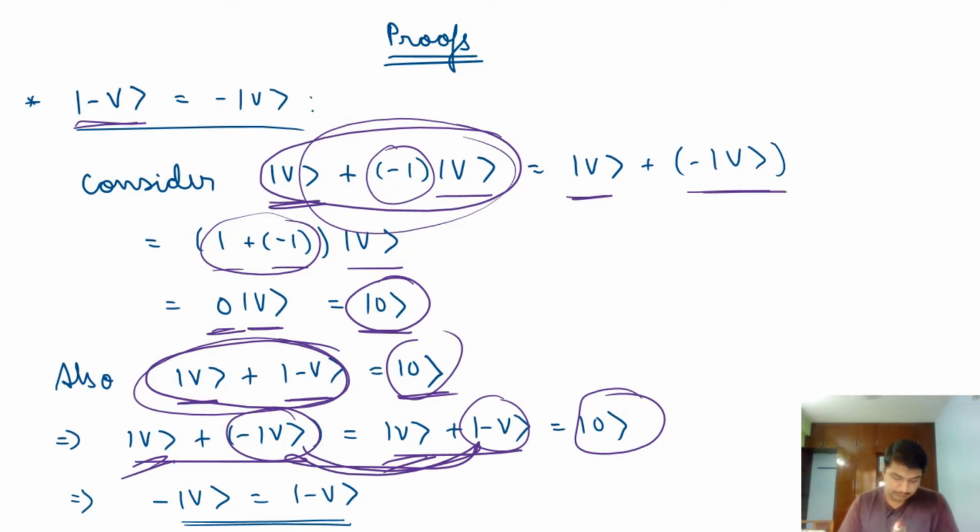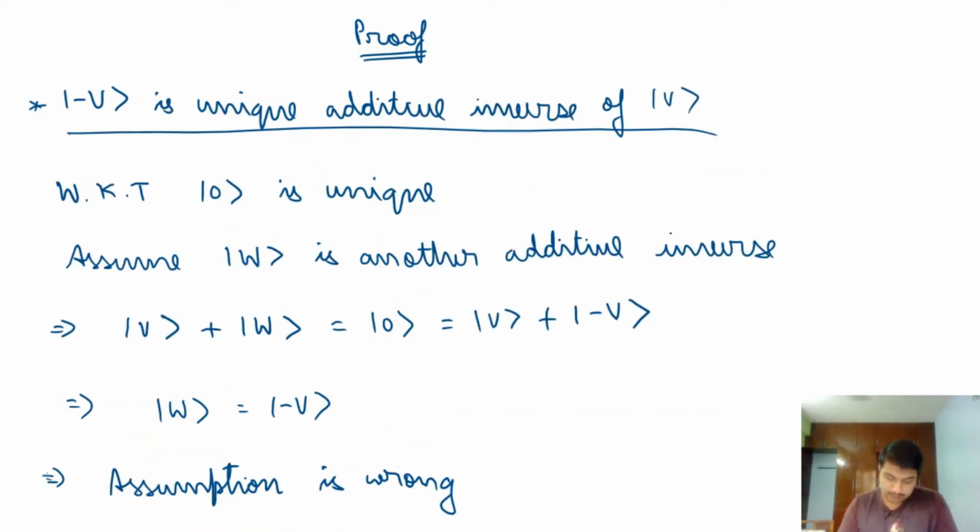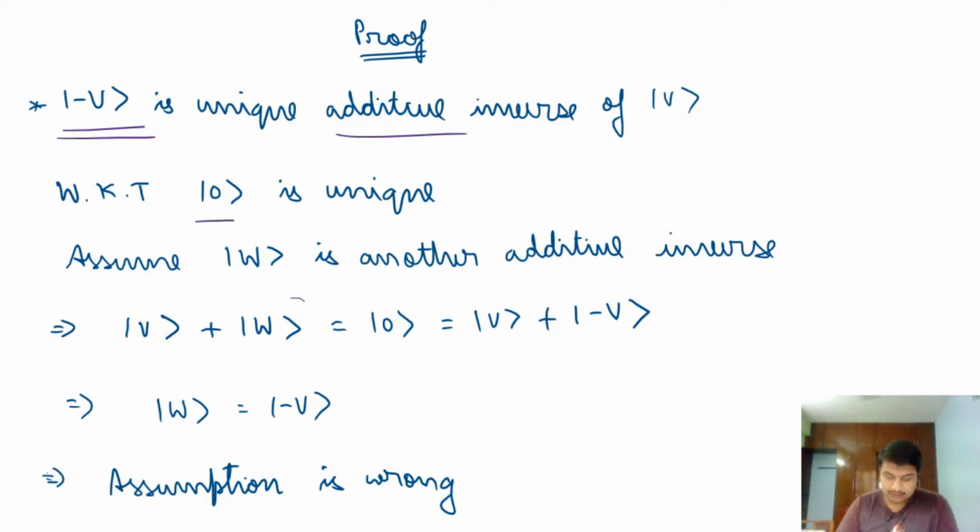Alright, so moving on to the next result. Now we prove the result that the additive inverse is unique for a given vector. So we start with the fact that the null vector is unique, and we assume another vector w to be another additive inverse. If we add the vector with its additive inverse, it must result in a null vector, and similarly in the case over here.